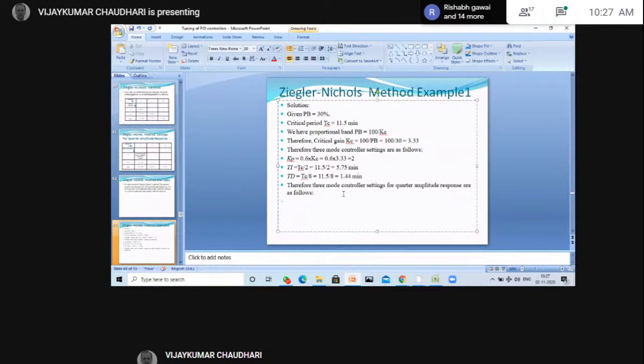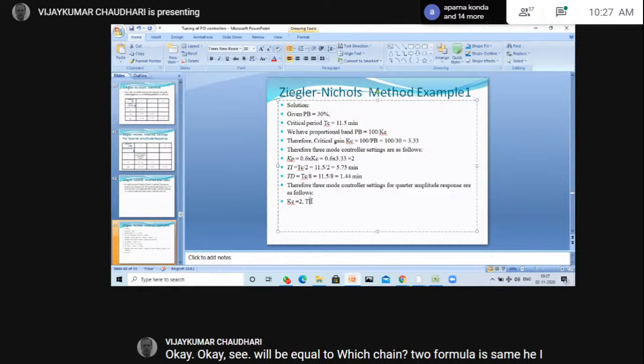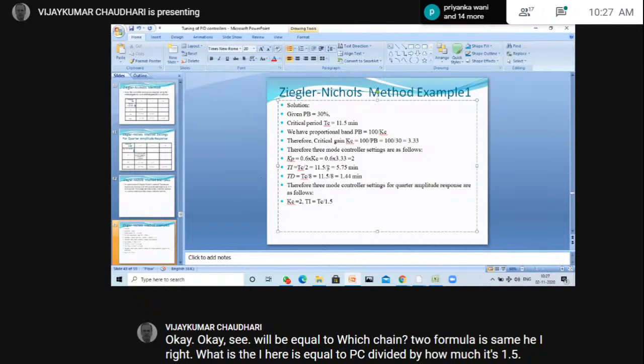Okay. So Kc will be equal to... the formula is the same, TI. What is TI? TI is equal to PC divided by how much? It's 1.5 instead of 2. Here it is 2, it's 1.5. So tell me this value by calculation.